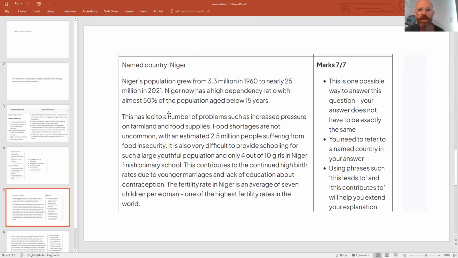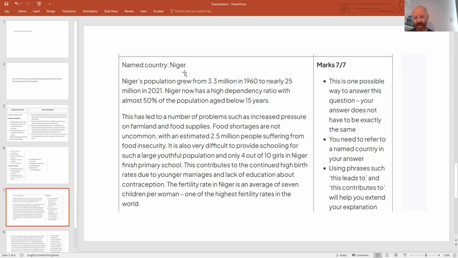Okay. Now, here's a model answer. It's actually from Nigeria. I think this was one of your case studies. You need to know your case studies, guys, and you need to know this amount of stuff about your case studies. Let's introduce Nigeria for 2 points. They're not just saying my case study is Nigeria. They're giving us an introduction to Nigeria for 2 full points, okay? Nigeria's population grew from 3.3 million in 1960 to nearly 25 million in 2021. Nigeria now has a high dependency ratio with almost 50% of the population aged 15 and below. They've really introduced Nigeria and why it fits this question about population ratios, dependency ratios, okay?